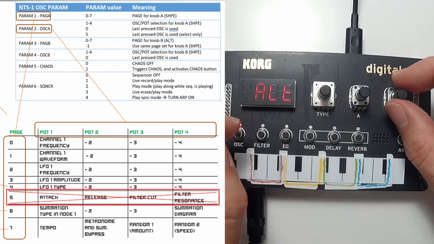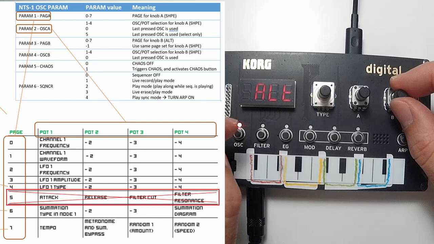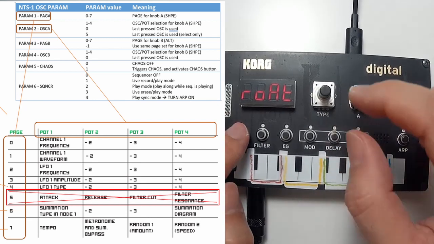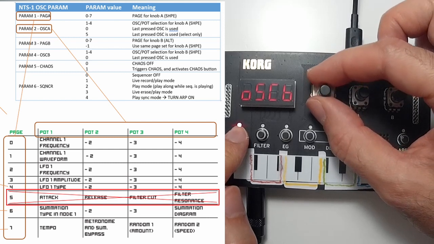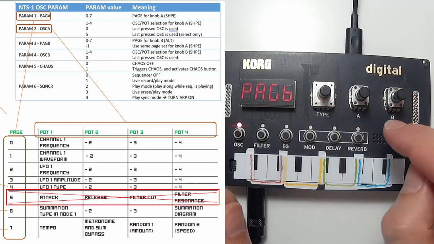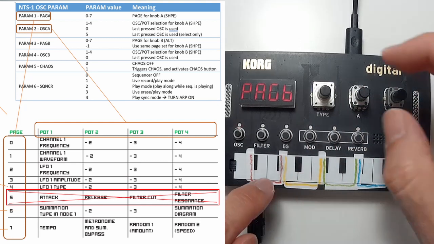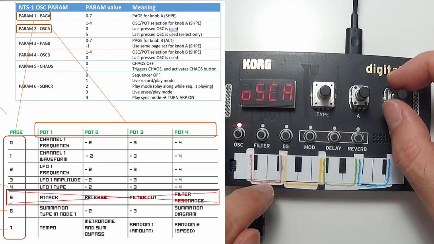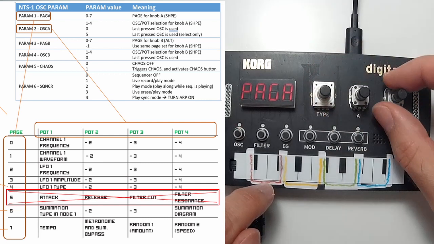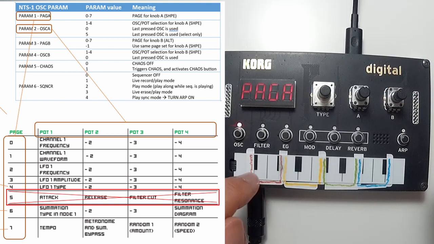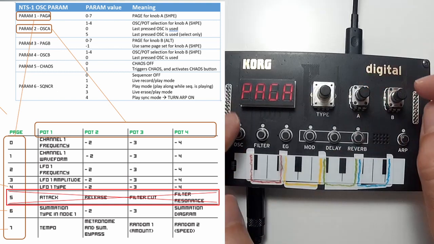Or you can, for instance, use knob B to change the pitch of oscillator 2, and you use knob A to change the speed of the LFO of oscillator 1, for instance.